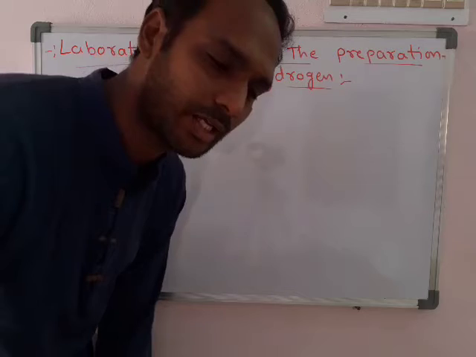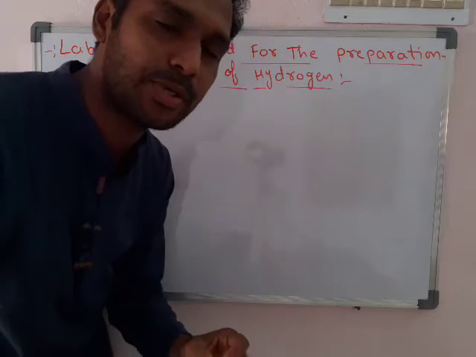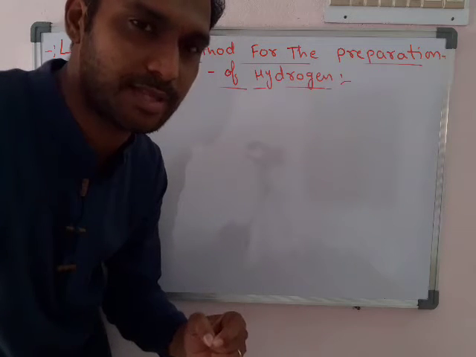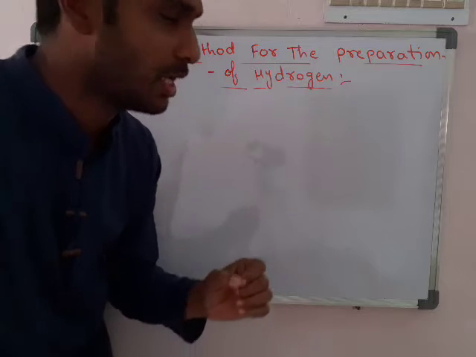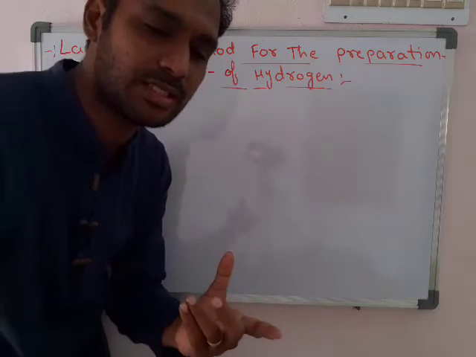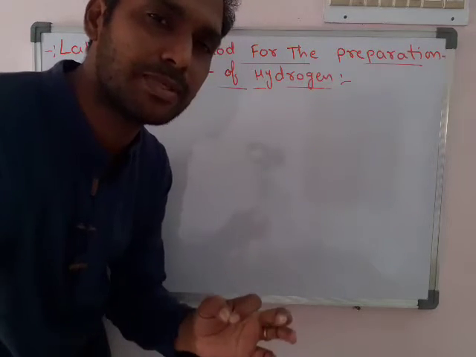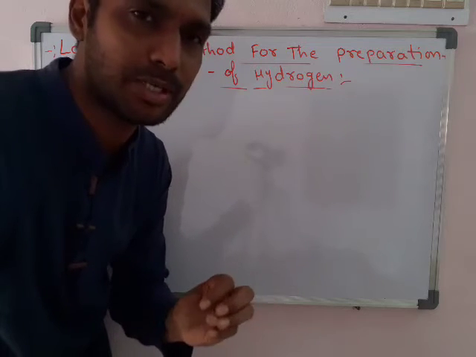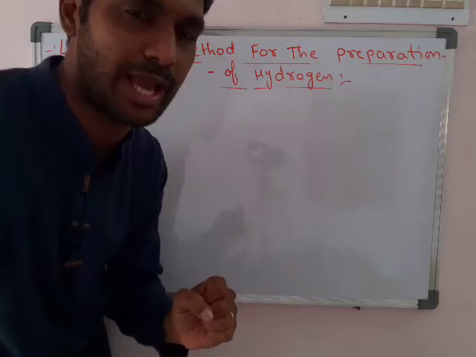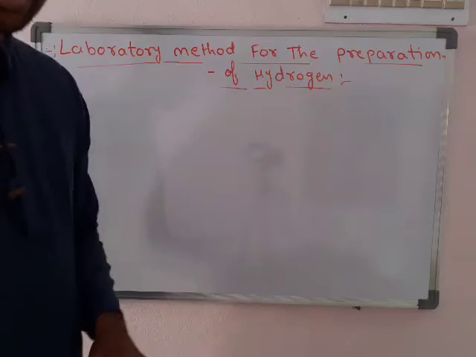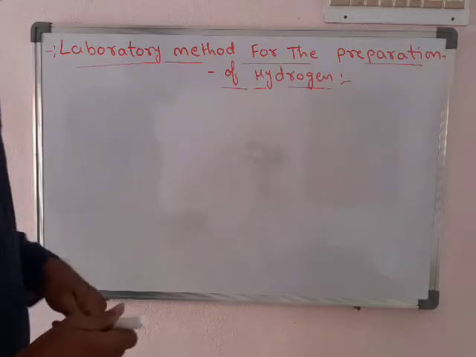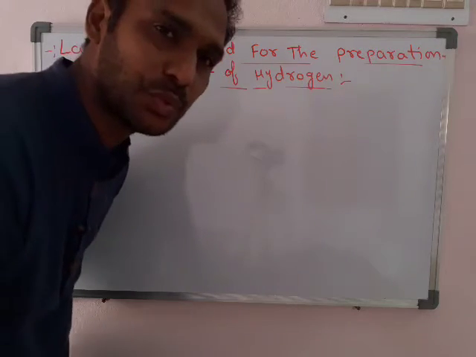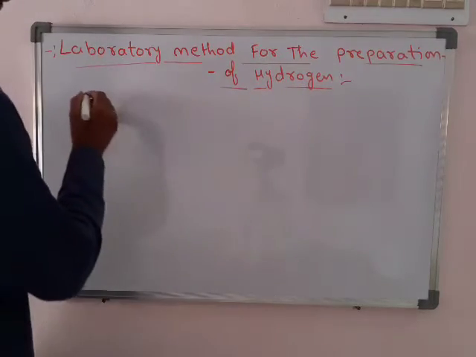Hello students, today we see about the laboratory preparation of hydrogen gas. Already in the last session we discussed the general methods for the preparation of hydrogen gas. Now we see the pure laboratory preparation of hydrogen gas. The metal used in this preparation is zinc.